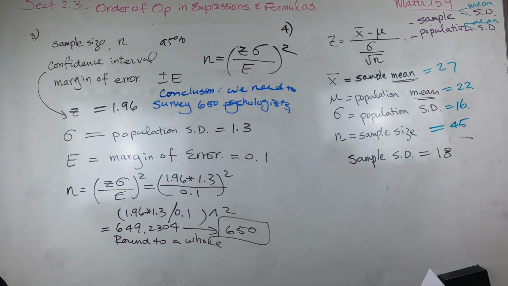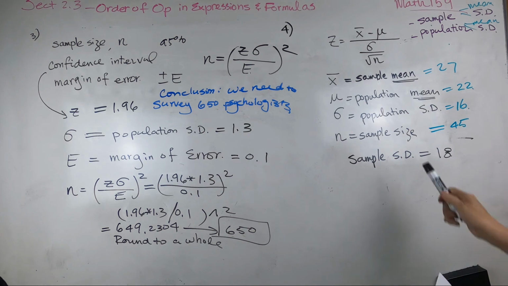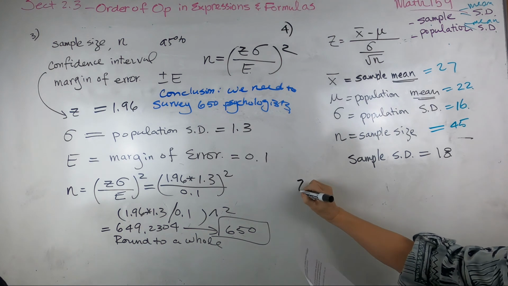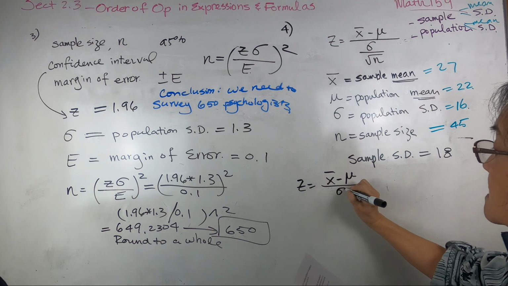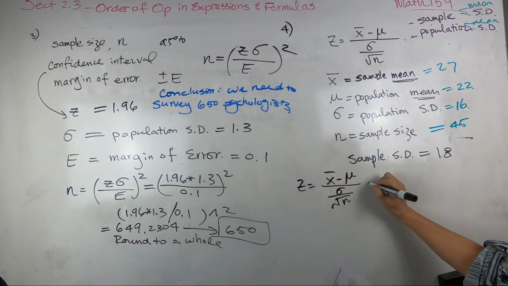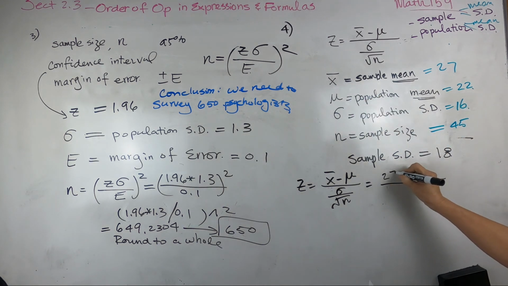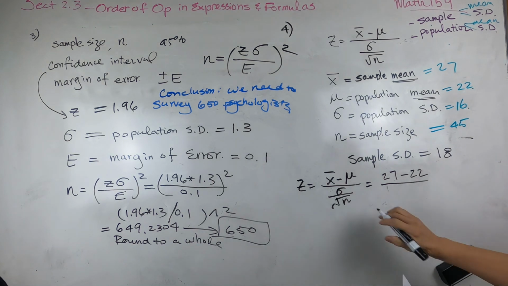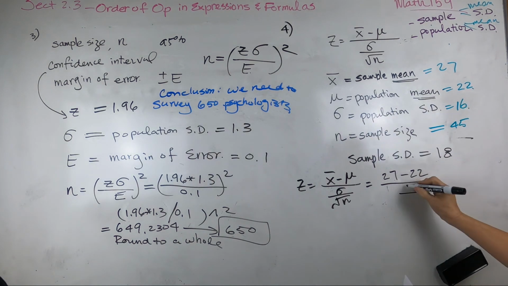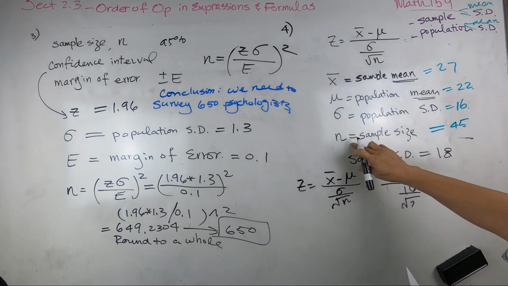But what was the z-score? For the z-score, we don't use the sample standard deviation because we use all the symbols here, right? So you plug in z equals x bar minus mu over sigma over square root of n. So that would be plugging in. X bar is 27, mu is 22, then sigma is 16, n is 45.